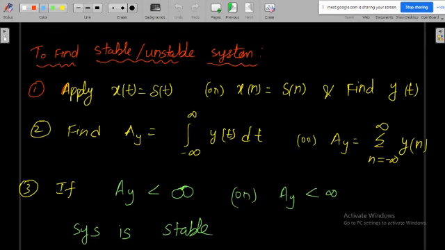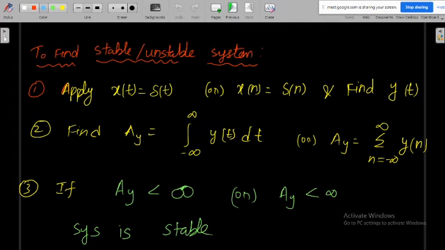So you apply x of t equal to del t, or x of n equal to del n. Then you find what y of t is, since you applied a bounded input. You then have to verify whether the output is bounded or not. You calculate the area under y of t. If this overall area is less than infinity, then the given system is stable.